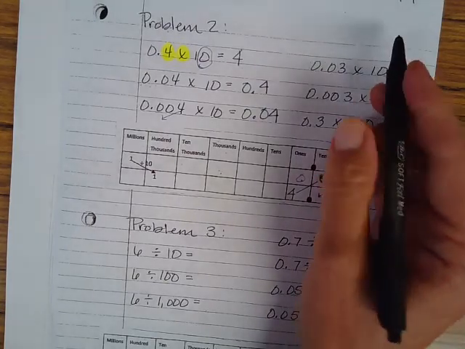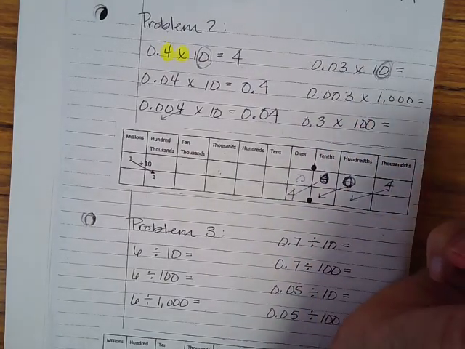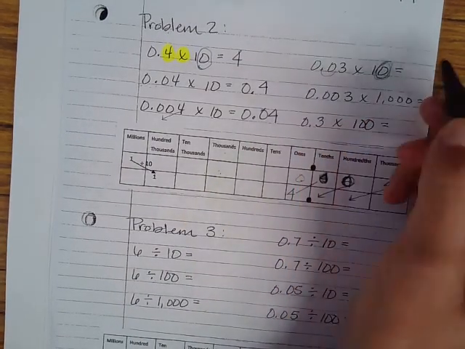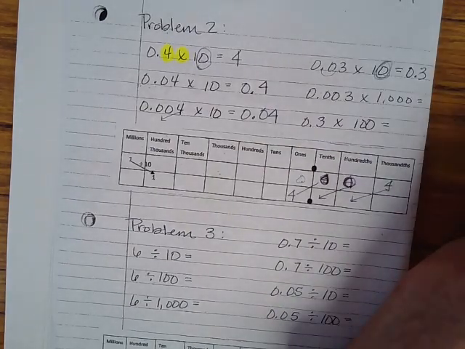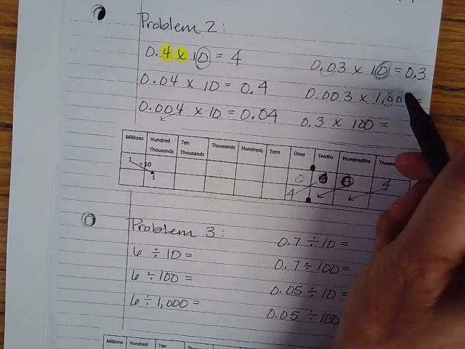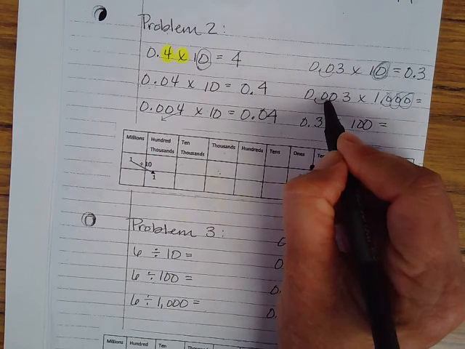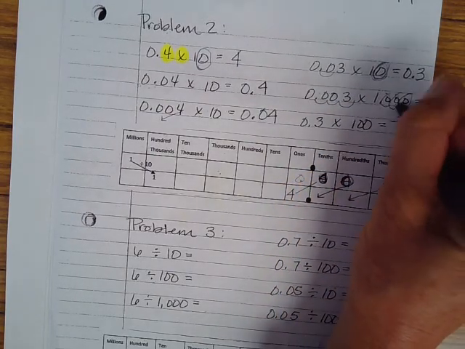So as you move, this tells you how many times you're going to move your decimal. So you're going to move your decimal, and you're going to end up with 0.3. This one is going to move 3 times. 1 time, 2 times, 3 times. So now I'm going to move my decimal 1, 2, 3, and my new number is 3.